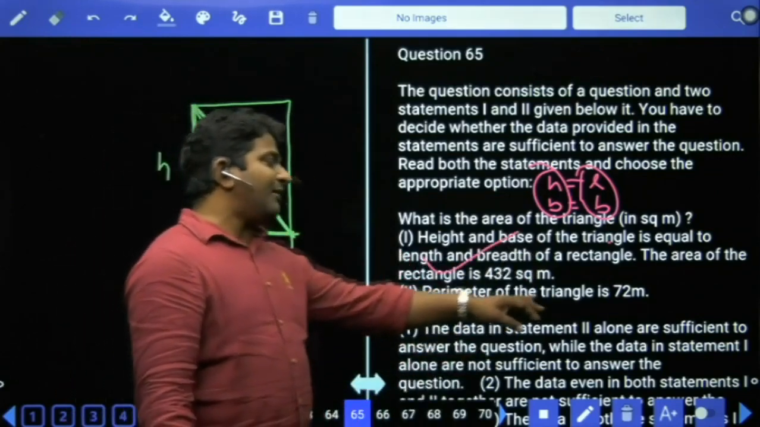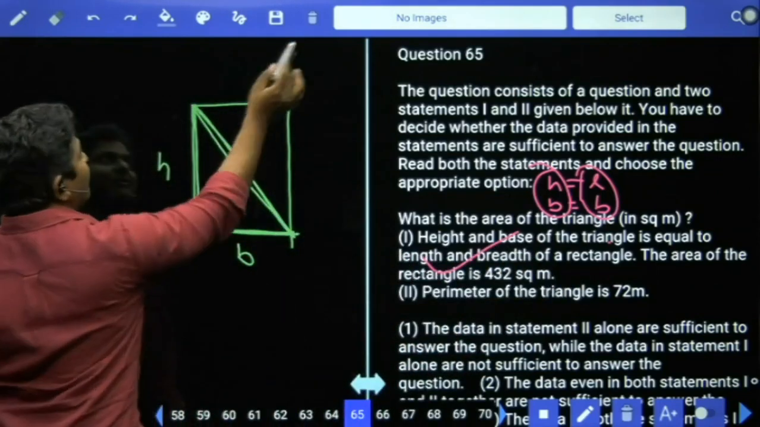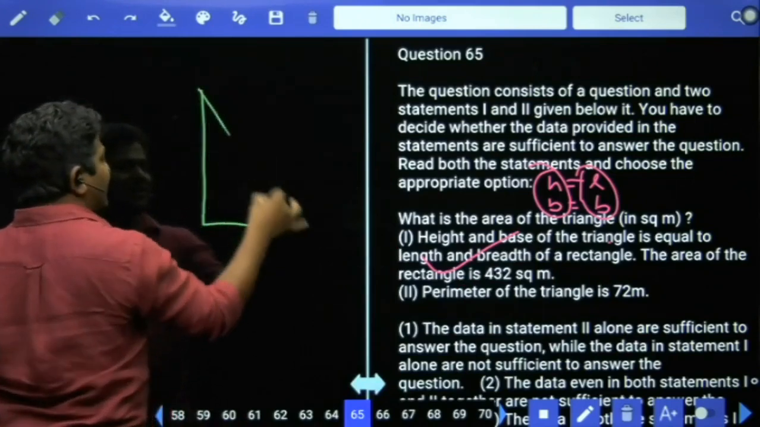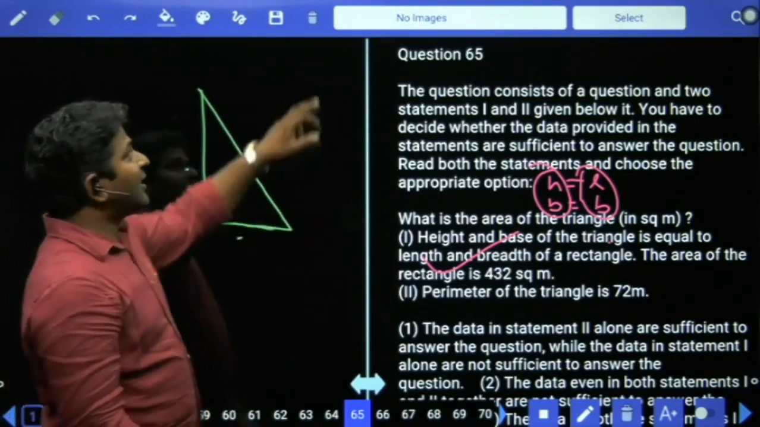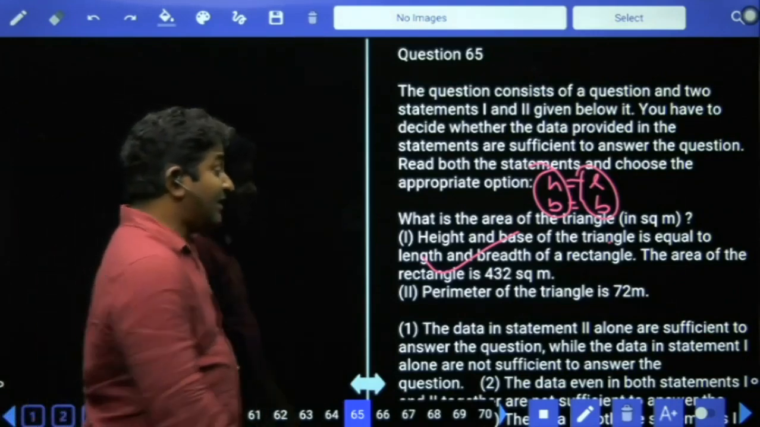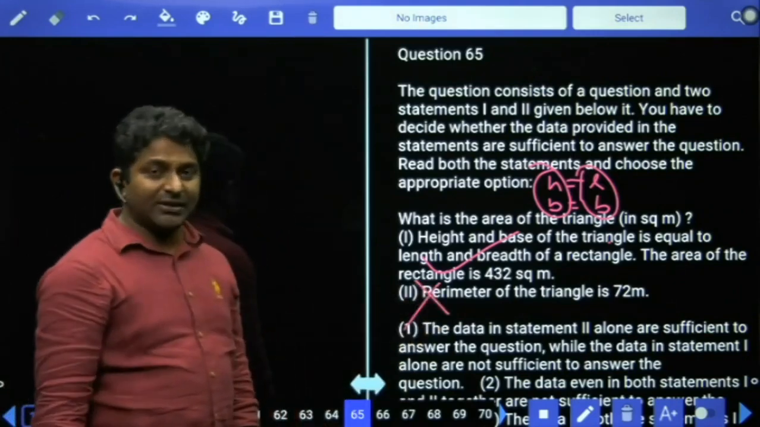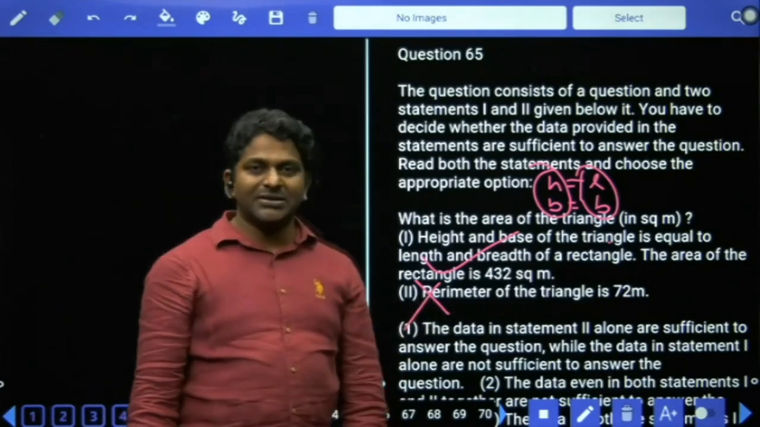The perimeter of the triangle is given. If you are given the perimeter of the triangle, we cannot identify values here. We cannot calculate base, we cannot calculate height. Second information is not sufficient, but one alone will give you the answer.